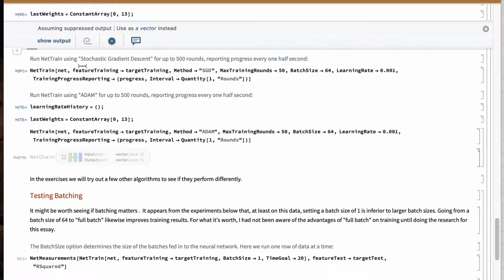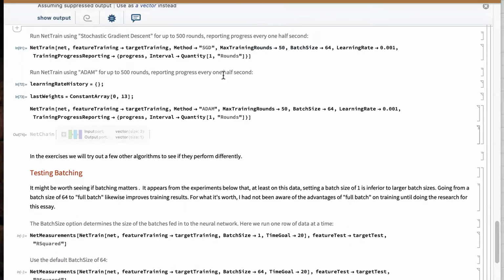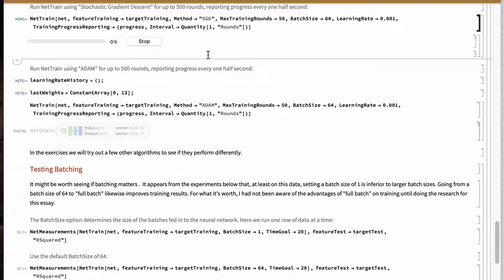What else? We're about to train our network. Here's our features, here's our target. We're going to start with stochastic gradient descent as our method. I'm just going to run it for 50 rounds. It's going to turn out that's probably adequate anyway. I'm going to run mini batches of size 64, learning rate of 0.001, that's our friend nu, and here's what we're going to report, and we're going to report after every round. Okay, so with that introduction, let's watch what happens as we train.